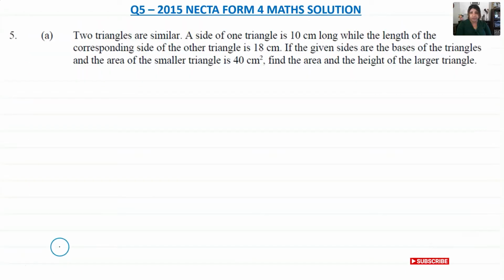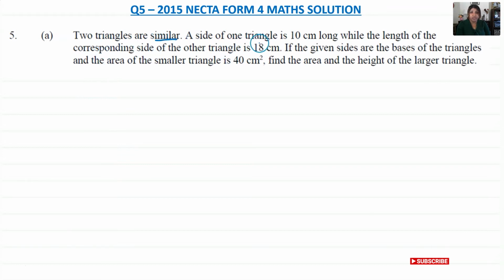We're going to solve question 5 from the NECTA 2015 Form 4 math paper. So this question is about geometry. The first part is to do with similarity and the second part is just general knowledge of angles. So let's start.